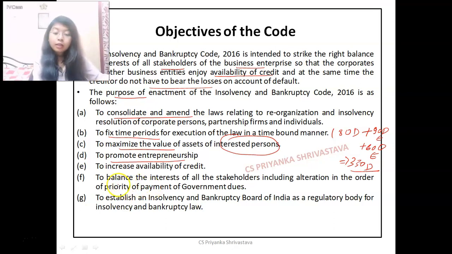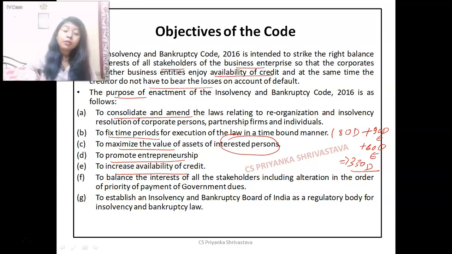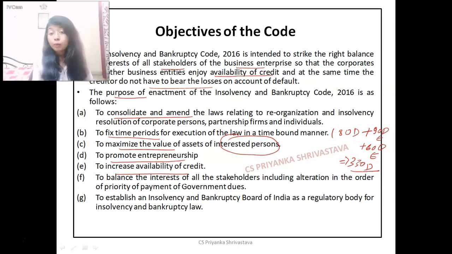Okay, to increase the availability of credit. Now we want to increase the availability of credit, because the more credit is given, the more the company is able to do or expand its business. So credit is an integral and important part of running a business effectively. So increasing the availability of credit is what the IBC works for, because if the creditors get an assurance that their money is safe, then obviously they will give more and more credit.